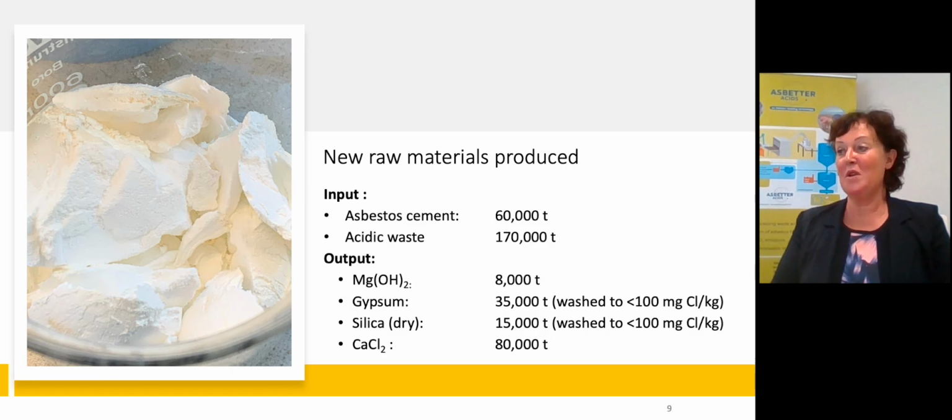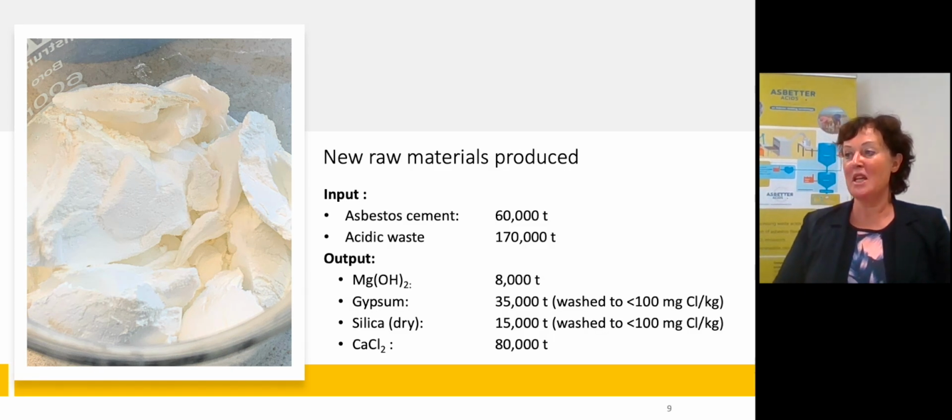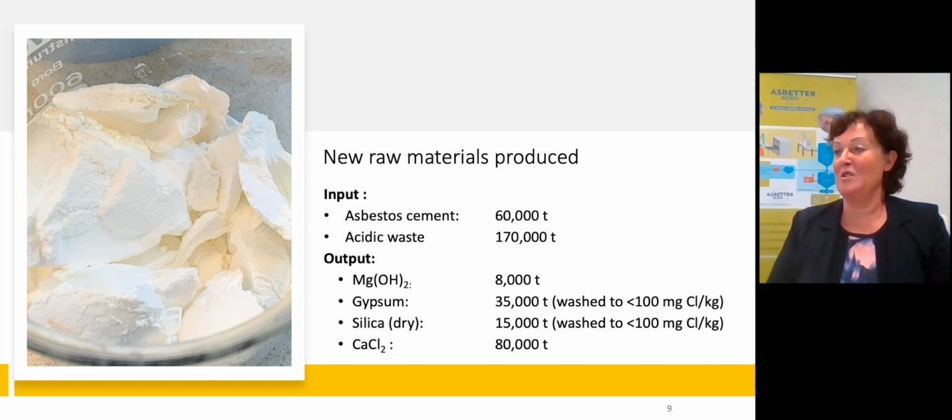In this overview, you can see what we are processing in our first industrial plant: coming in, 60,000 tons of asbestos cement and 170,000 tons of waste acids, and going out as new raw materials, zero carbon, so to mention, the magnesium hydroxide, the gypsum, the silica, and the calcium chloride.